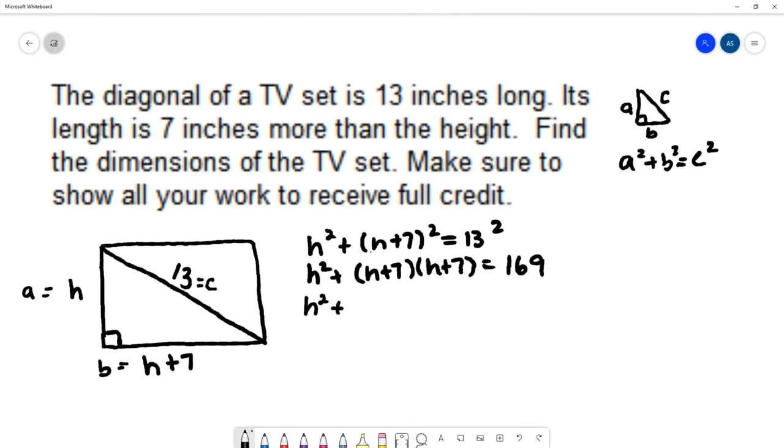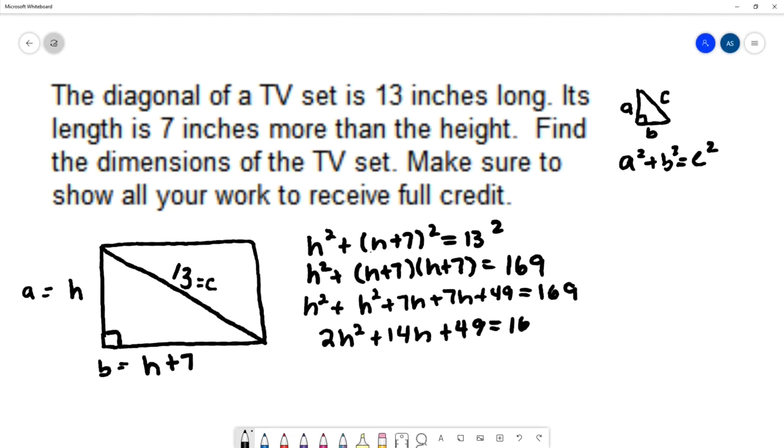So when we multiply h plus 7 times h plus 7, we would have h squared plus 7h plus 7h plus 49 equals 169. Let's combine like terms. That would give 2h squared plus 14h plus 49 equals 169. I can see that I have a quadratic, so I'm going to move all the terms to the same side. I'll subtract 169.